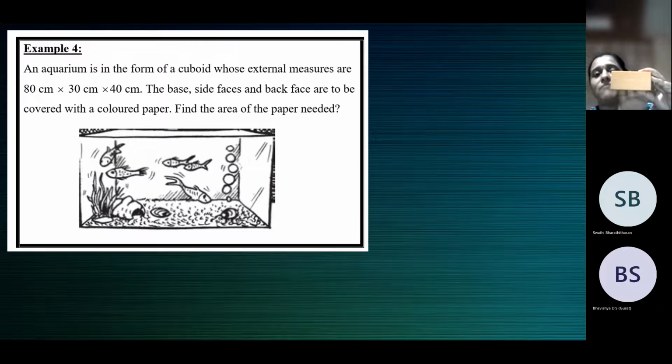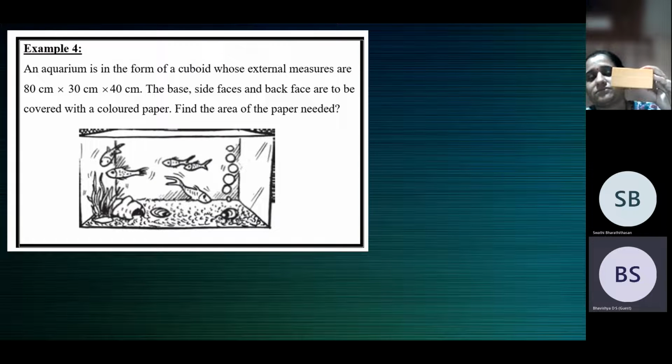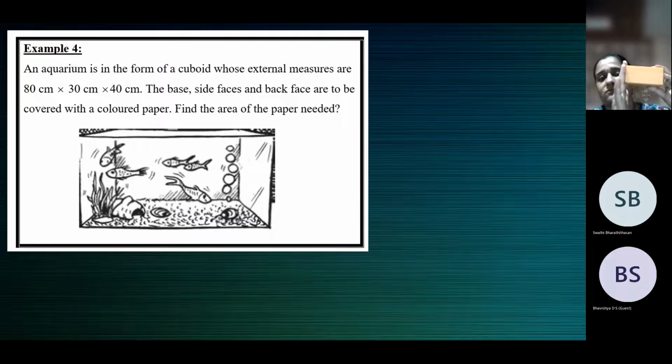So, Bhavishya, what is the area of the back face? Length into height, L into H. Swati, Bhavishya, what's the area of the side face? Breadth into height. And what is the area of the other side face? Breadth into height. And tell me the area of the top face. Breadth into length, L into B. And what is the area of the bottom face? L into B. So you're clear with this. Very good.